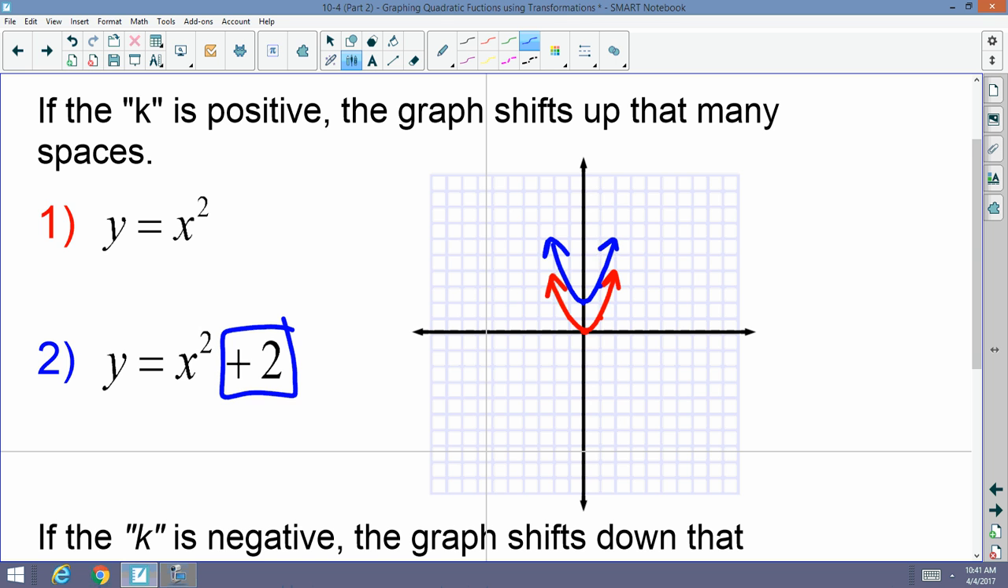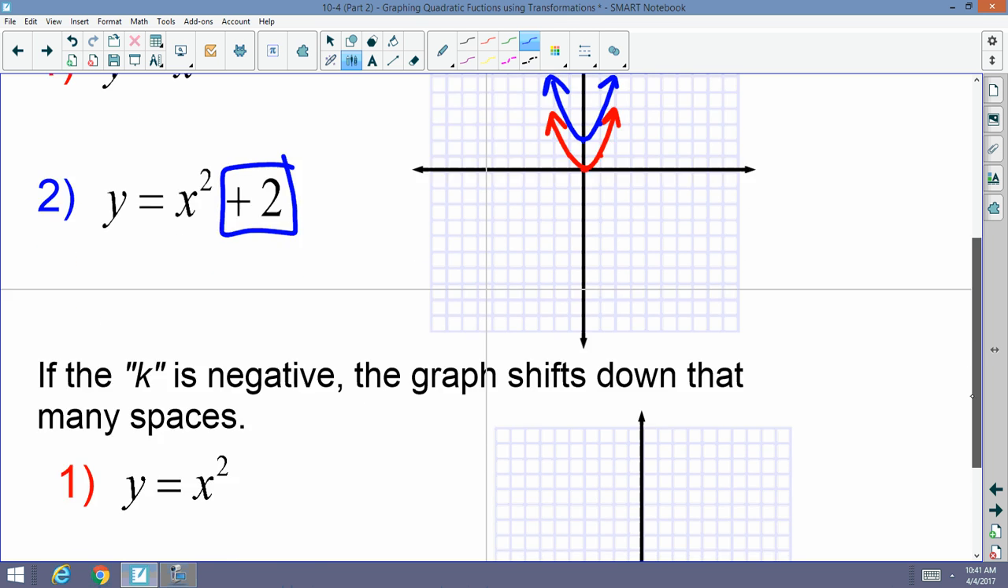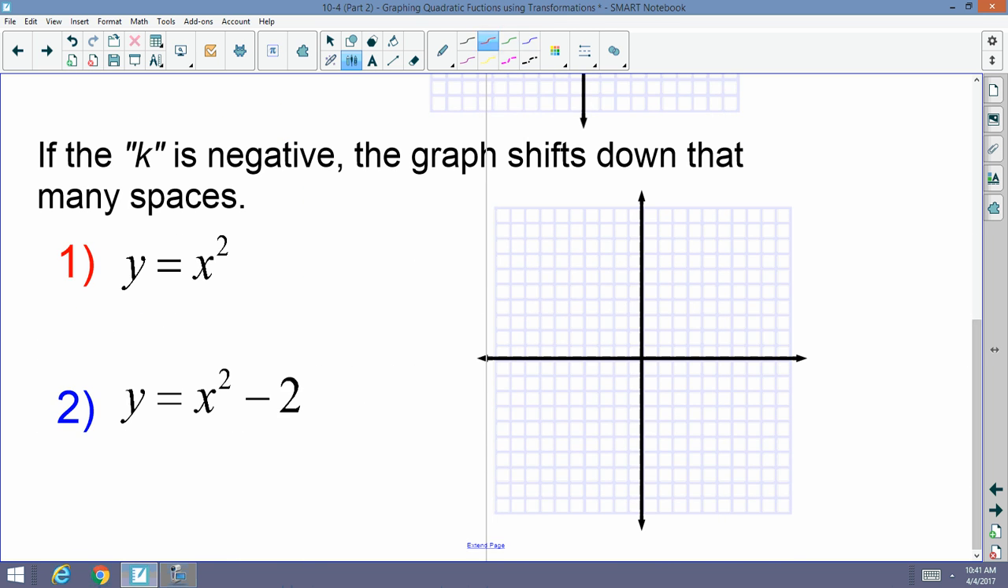And when K is negative, you shift down. Again, let's prove it. My parent function, 0, 0, 1, 1, -1, 1. Now, I'm shifting this down 2, so I'm literally going down 2. So I go down 1, 2, down 1, 2, and down 1, 2, and it's the same exact graph. It's just shifted downwards. Make sense, guys? Not bad, right?